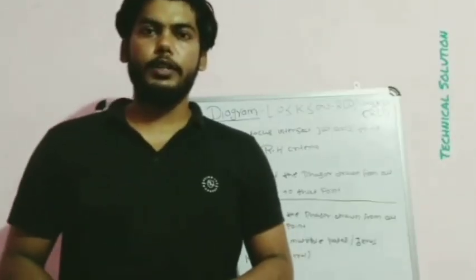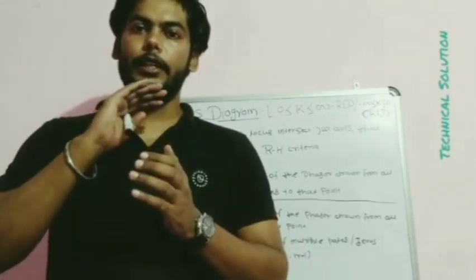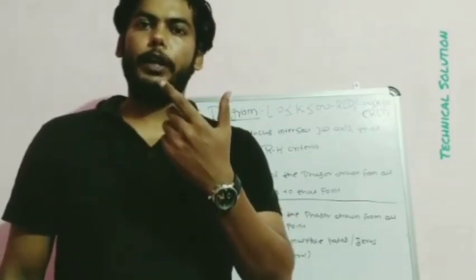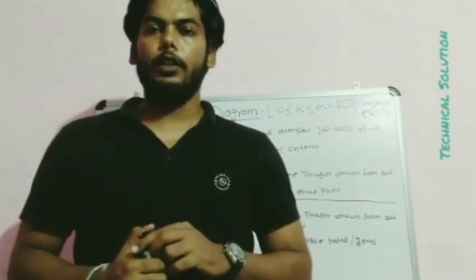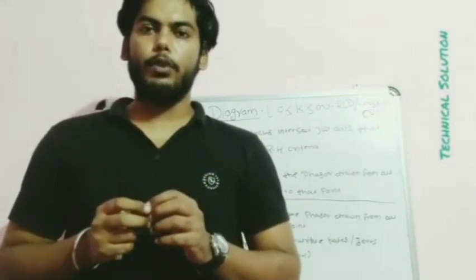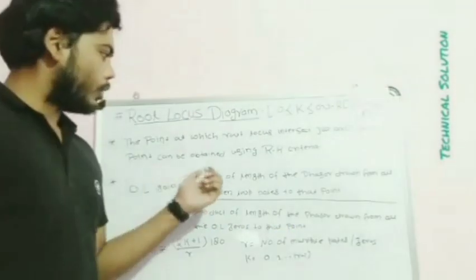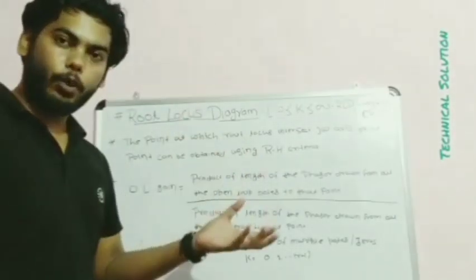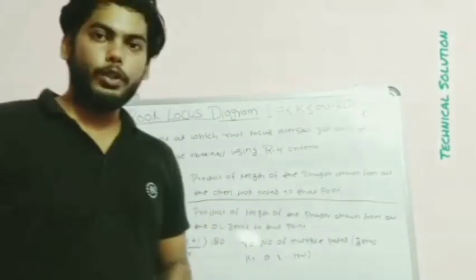The ninth point of the root locus diagram is the point at which the root locus cuts the j omega axis. At that point the open loop gain is found with the help of the Routh-Hurwitz criterion. Now next, we find the value of the open loop gain at any position of the root locus. We have the formula: open loop gain is equal to the product of the lengths of the phasors drawn from all the open loop poles to that point, upon the product of the lengths of the phasors drawn from all the open loop zeros to that point.